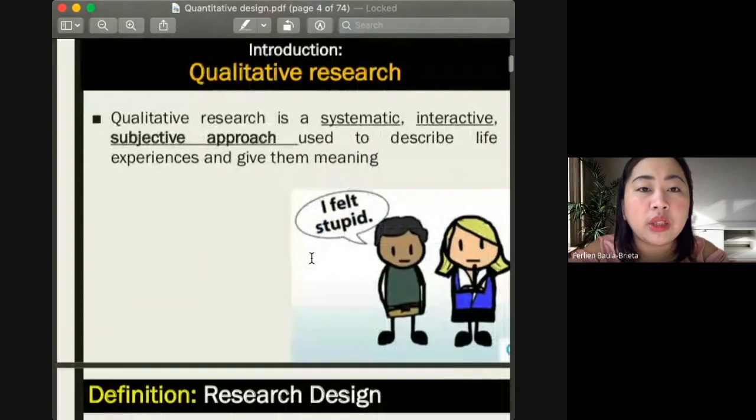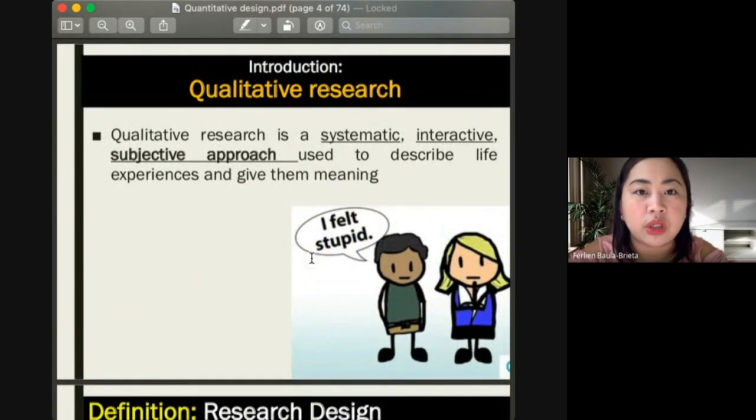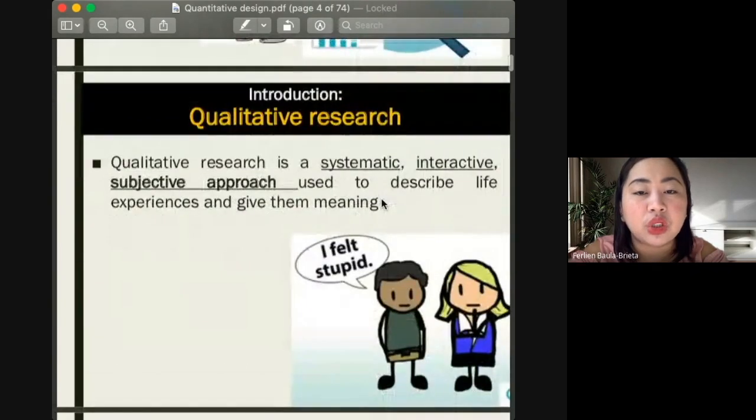For qualitative research, just to make some comparison, it is still systematic and interactive, but as I have mentioned before, it describes life or phenomena according to experiences, and we give meaning to it. So quantitative gathers numerical data and can be analyzed by mathematical operations, but qualitative research cannot be analyzed using mathematical expressions, but instead using themes and codes. So those are the main points of difference.